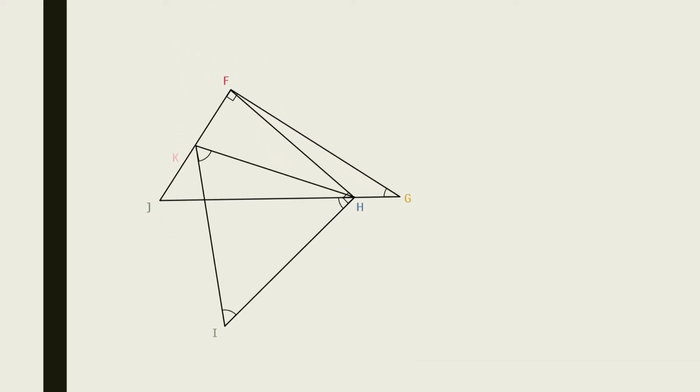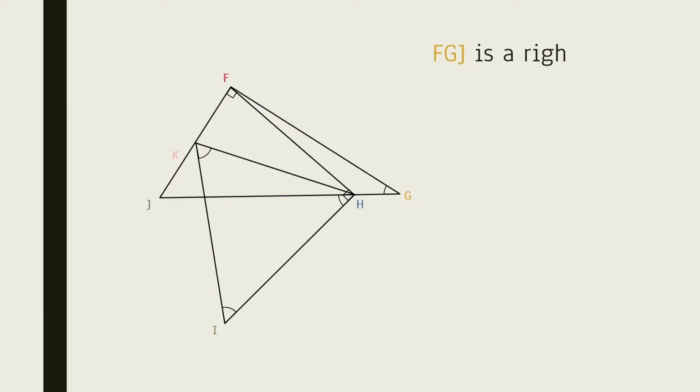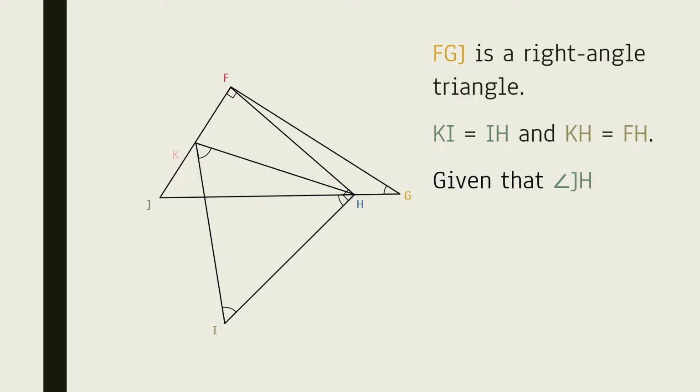Let's take a look at another problem which involves more moving parts. FGJ is a right-angled triangle. Sides KI equals IH, and KH equals FH. Given the angle JHI equals 34 degrees, and angle KIH equals 52 degrees, find the angle FGJ. Let's highlight the angle FGJ, the final angle that we wish to find out.